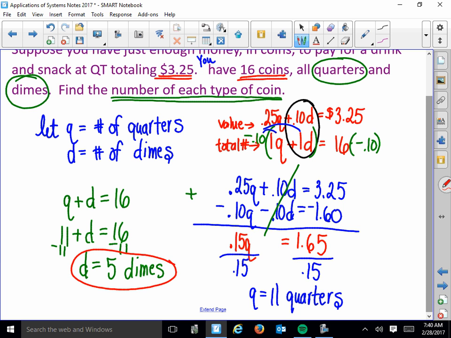So again, when I write my answer, I'm going to make sure that I have labeled it and I'm very clear about what the numbers represent. I walked into Quick Trip with 11 quarters and 5 dimes.